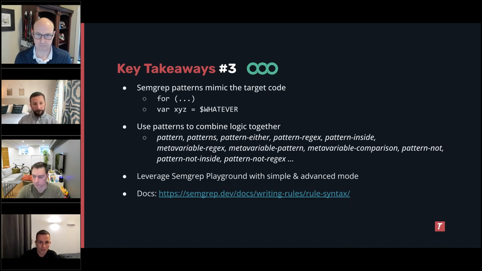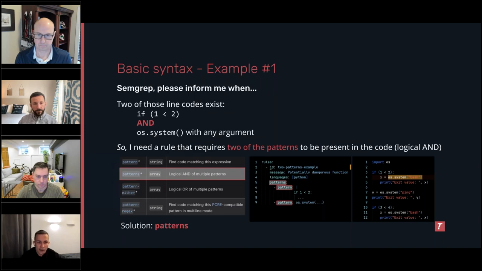Thank you very much. So, okay, here is the first example of using different patterns in practice. Suppose we ask Semgrep to notify us when two conditions are met. The first one, the conditional statement if one is less than two, and the execution of the os.system function with any argument. So in summary, we need a rule that requires exactly two of the patterns to be present in the code. We can easily look up in the documentation what we need, and okay, I need logical AND, several patterns, so I need to use the patterns operator.